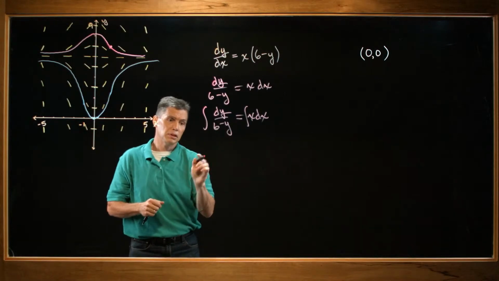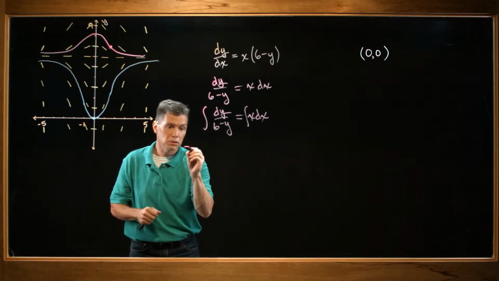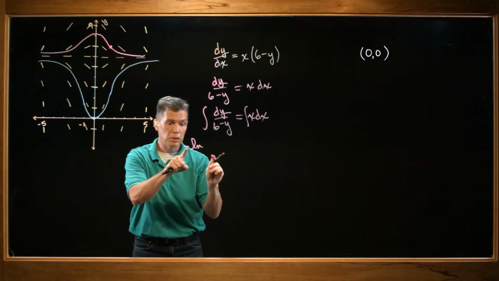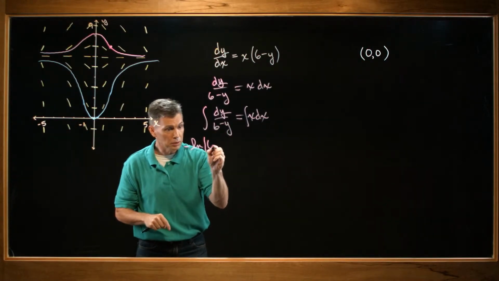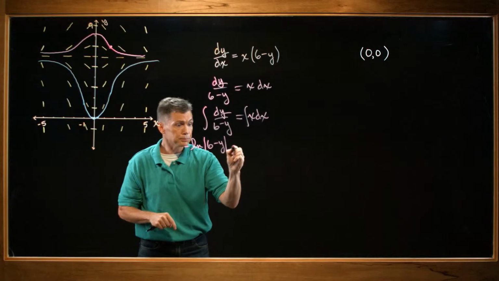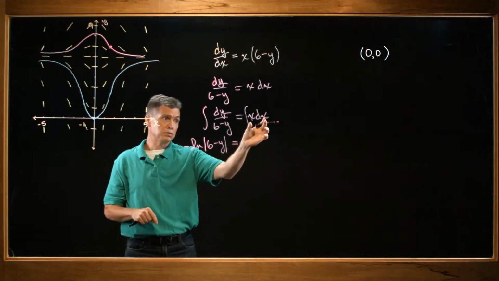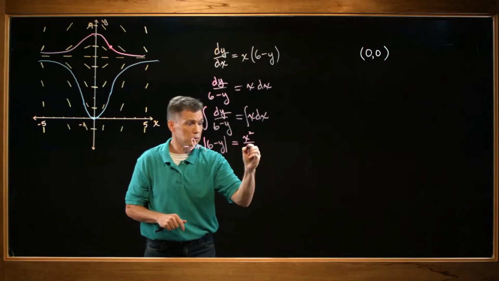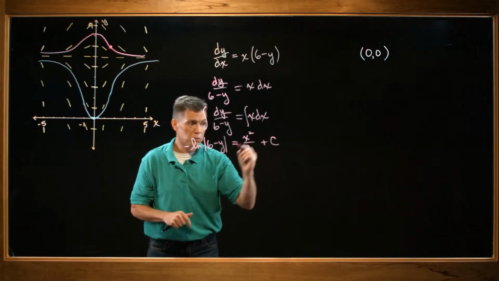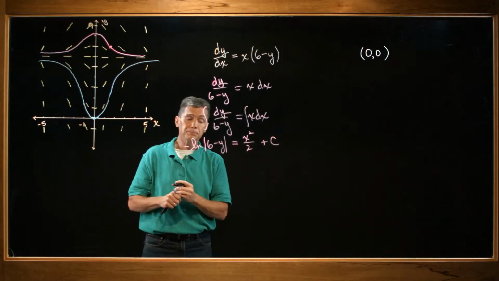Now we just have to actually do the integration. On the left-hand side, it's actually one of those logarithms. It's going to be minus, because the y is negative, absolute value of 6 minus y. On the right-hand side, a bit friendlier, is just the integral of x. So x squared over 2. And that's where I'll tack on my constant.